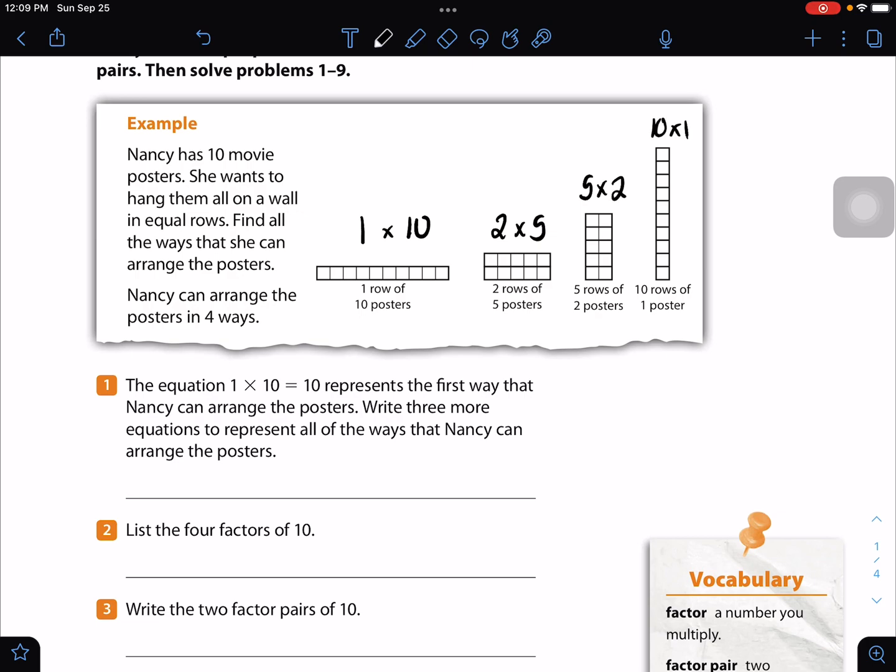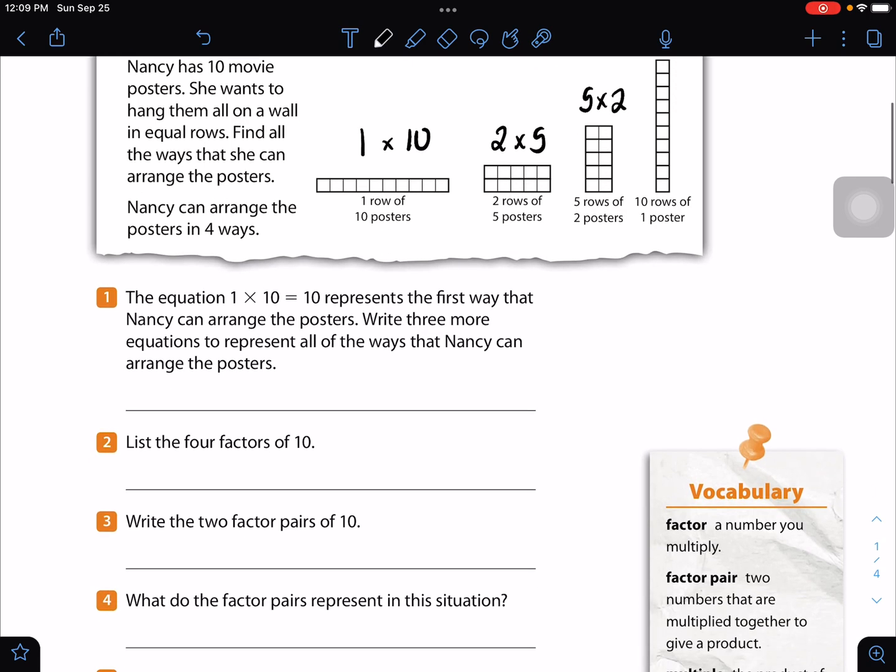So these are all of what we would call the factor pairs that you can represent with 10. Nothing else can multiply to 10 except for 2 and 5 and 1 and 10. That's it. Whole number wise, those are the factor pairs. So let's take a look at these questions.